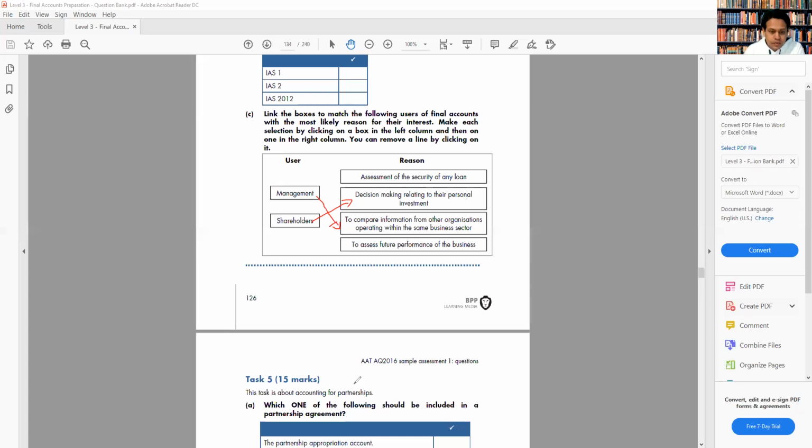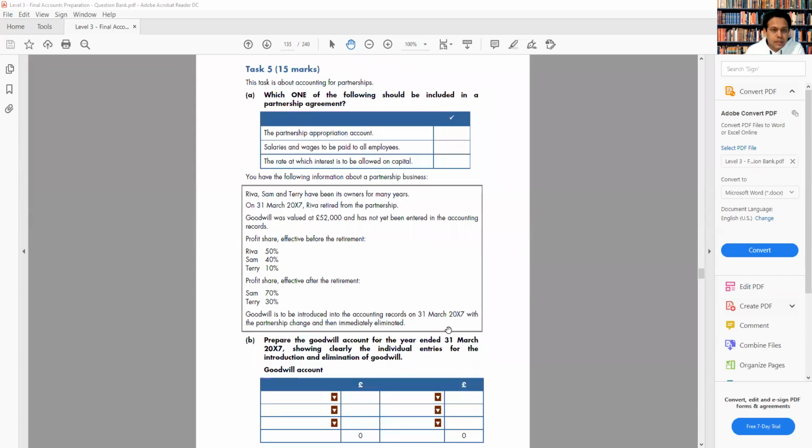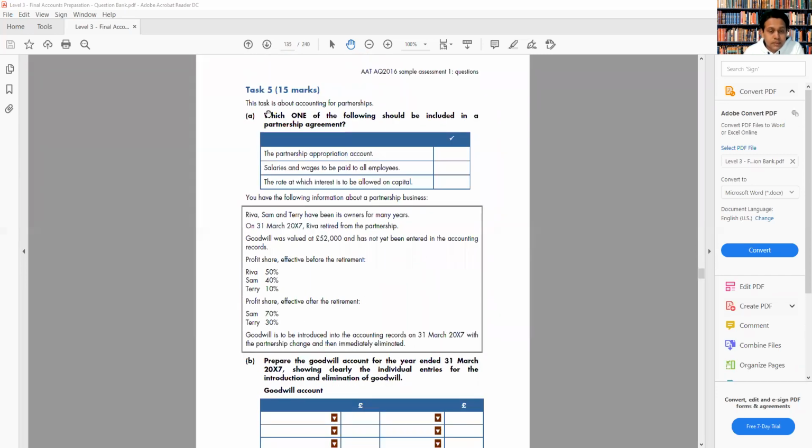All right, let's move on to the next one. This task is about accounting for the partnership. It says: which one of the following should be included in a partnership agreement: partnership appropriation account, salaries and wages to be paid to all employees, the rate at which interest is to be allowed on capital. So which one do you think should be in the partnership agreement?